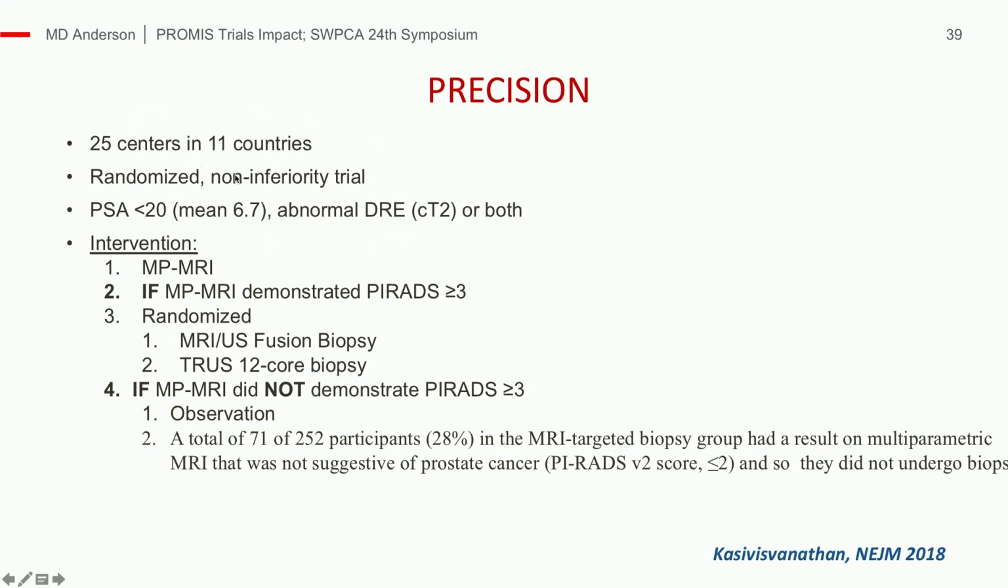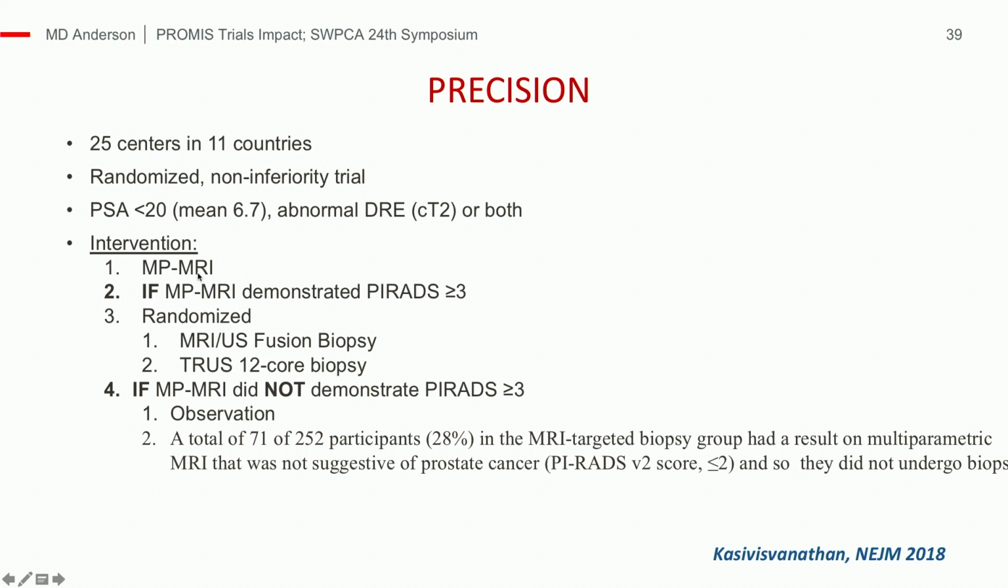And this is one of the critiques that it gets. This comes all the way back to the beginning of my talk, in that MRIs across different centers are very different and very difficult to interpret. That's going to be one of the critiques. It's a randomized non-inferiority trial in which men had a PSA less than 20 or an abnormal digital rectal examination or both as the indication for the prostate biopsy.